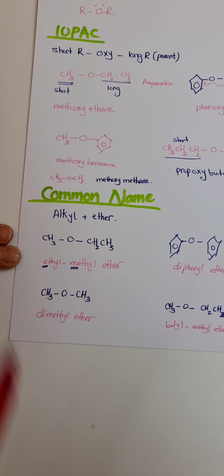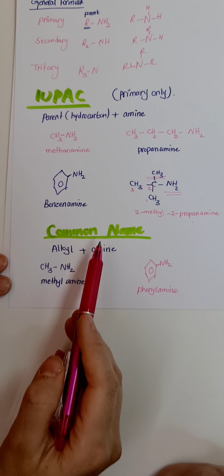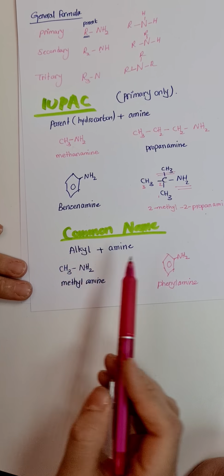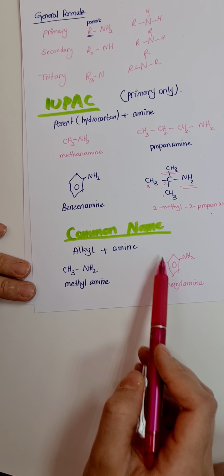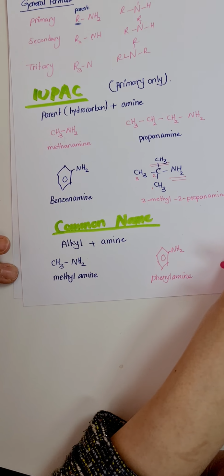What about if I have a branch? I start giving numbers for the branch. The branch here has number 2, and the amine also has number 2. This is the best scenario. So I'll say 2-methyl-2-propane amine. The common name is made by adding alkyl and the word amine. For example, I have methyl amine, phenyl amine. So this is the name of it.